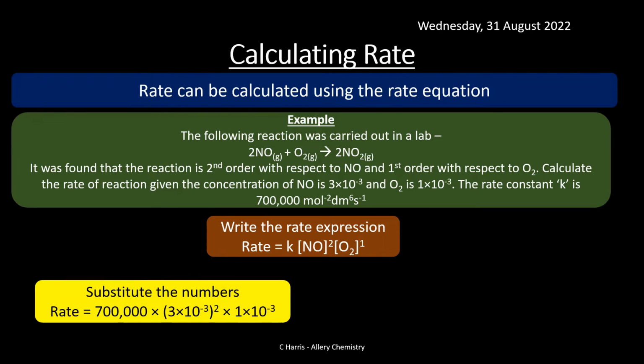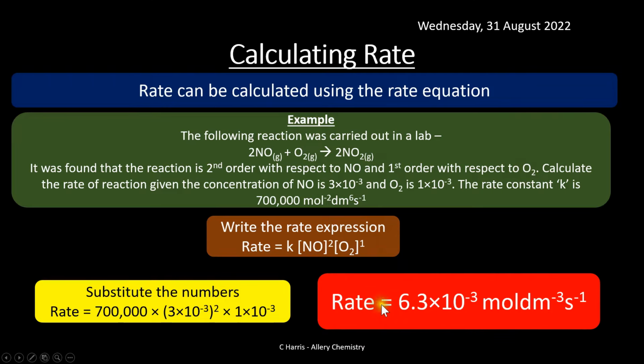So we're going to put the numbers into the rate equation. We know that K is 700,000. We know that [NO] is 3 times 10 to the minus 3, squared, because it's second order with respect to NO. That's why it's got the 2 there. Times 1 times 10 to the minus 3, and this is first order with respect to O2, so it's just first order. The rate is then 6.3 times 10 to the minus 3 moles per decimetre cubed per second. So that's the rate of reaction. Relatively straightforward. It does get a bit more difficult than this, but it's a start.